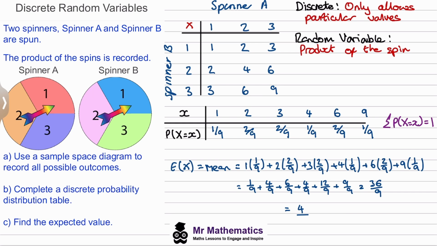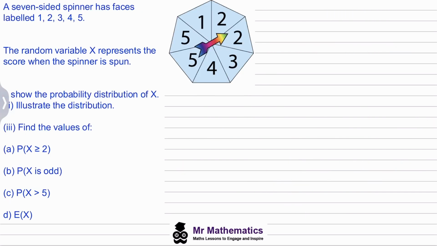Okay, let's try another example. So in this question, we're told that a 7-sided spinner has faces 1 to 5, and the random variable x represents the score when the spinner is spun. For part 1, we've been asked to show a probability distribution of x. And then for part 2, to illustrate this distribution, and then for part 3 to work out each of these. So do you want to try and work out part 1 yourself? You can pause the video, and when you come back, we'll go through the solution.